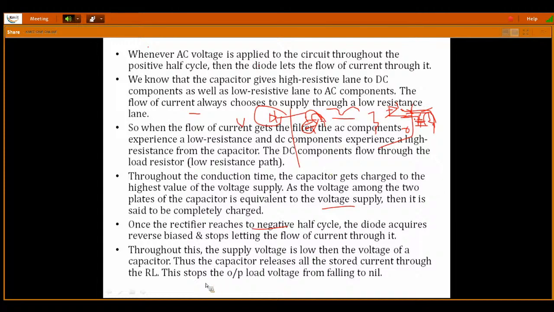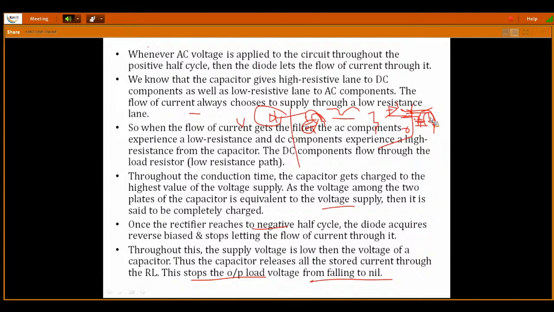So this stops the output load voltage from falling to nil. Instead of the output voltage falling to zero, because of the stored energy in the capacitor, some output is going to flow through the load resistance, even in the negative half of the cycle. This is the simple operation of your half wave rectifier.